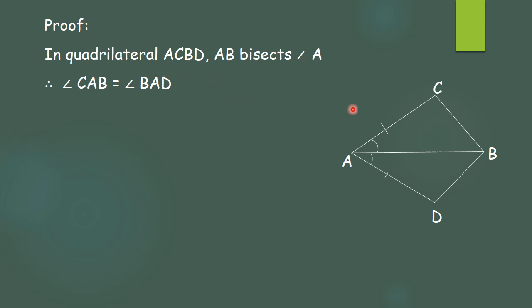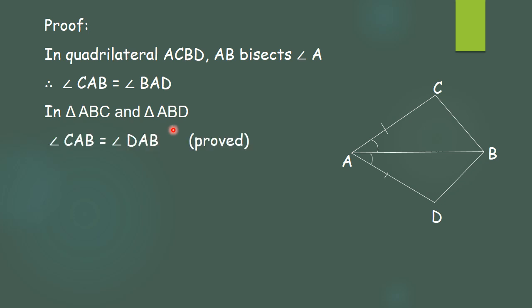Now we will select the triangles which we have to prove congruent. So we have to prove triangle ABC and ABD. So we'll collect these two triangles and we will write all three elements which are equal to each other. First, we have proved that angle CAB is equal to angle DAB. We have already written this. Angle BAD or angle DAB is the same angle. So this has been proved. Second part, AC is equal to AD. That is given directly.